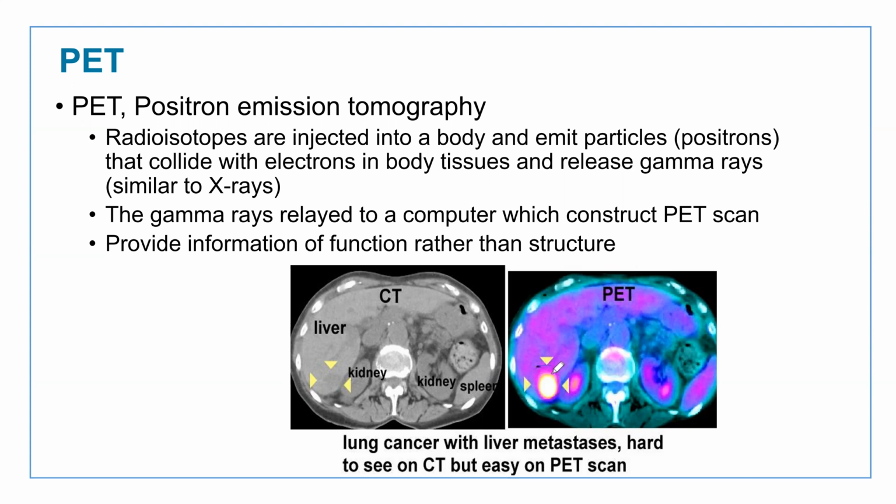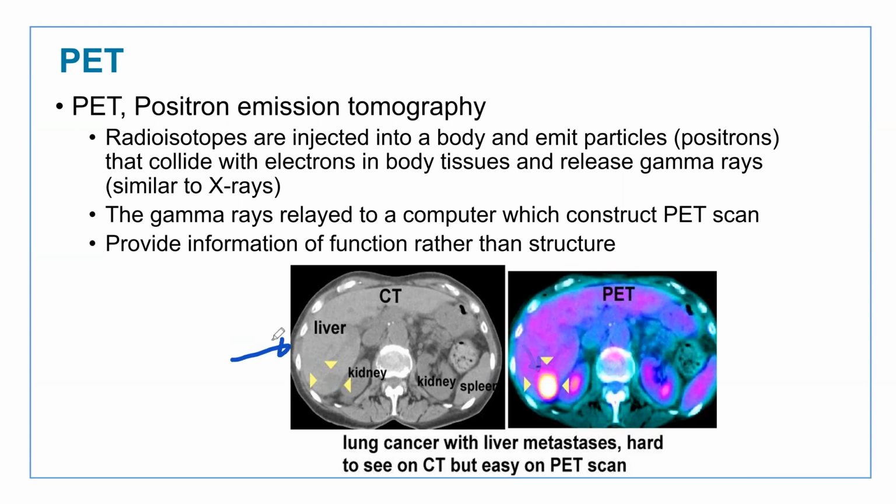So cancerous cells are very metabolically active. They require lots of energy because they divide very frequently, so they need a lot of sugar, and they're going to use that sugar a lot. And you will see how these gamma rays create almost a glow in the area where the patient has cancer.